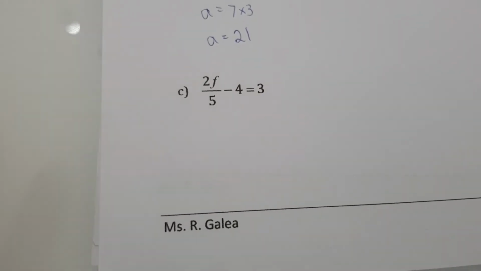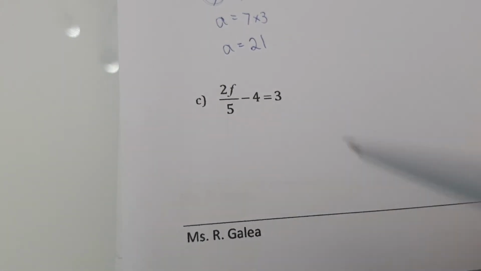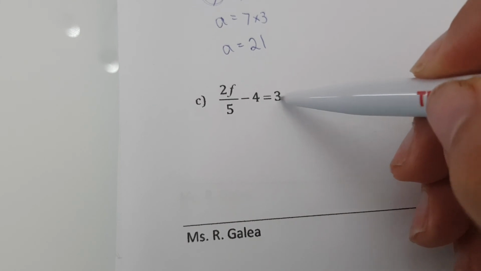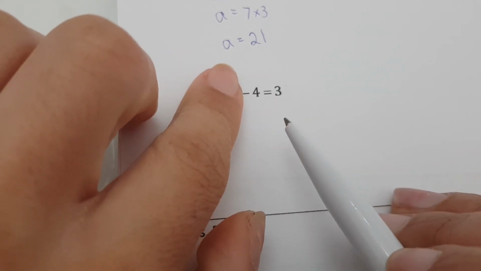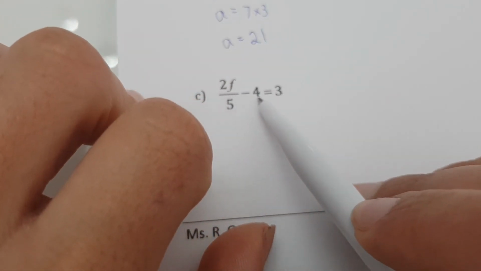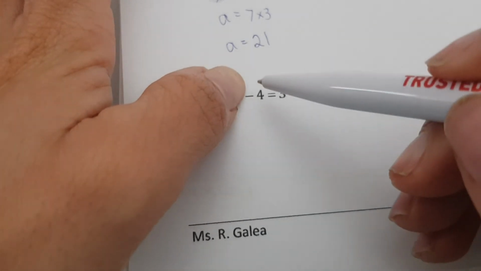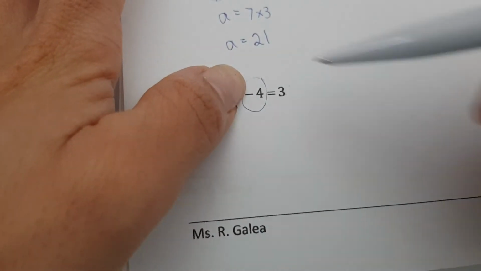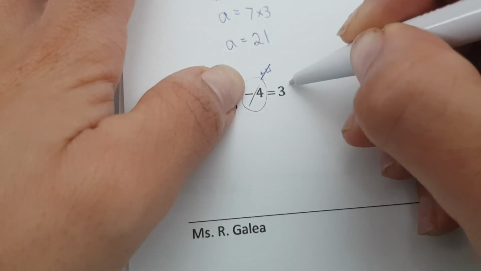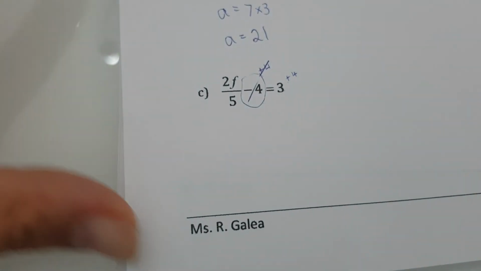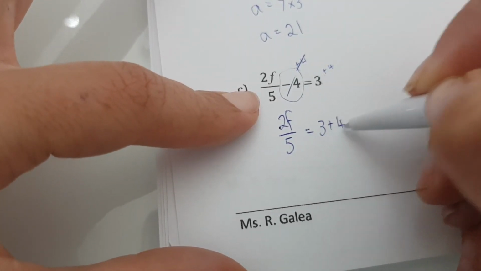Now, question C. 2F over 5 minus 4 is 3. Now, this time, pay attention, I can't remove the 5 first. Why? Because that is close to F. This is not all over 5 like the one we had before. So these are like a whole family over there, and this will have to be eliminated first. That minus 4, to be eliminated, I should add a 4, so it will become 0. And add a 4 as well on the other side to keep it balanced. So I have 2f over 5 equals 3 plus 4. And 3 plus 4 is 7.